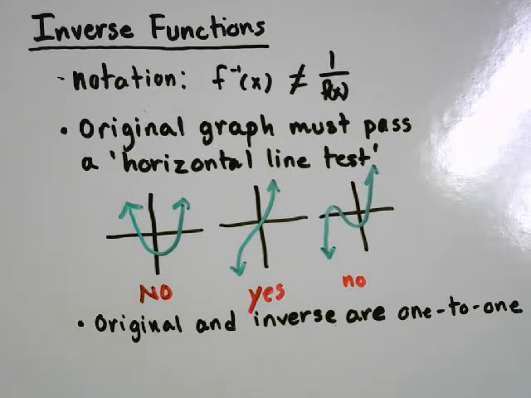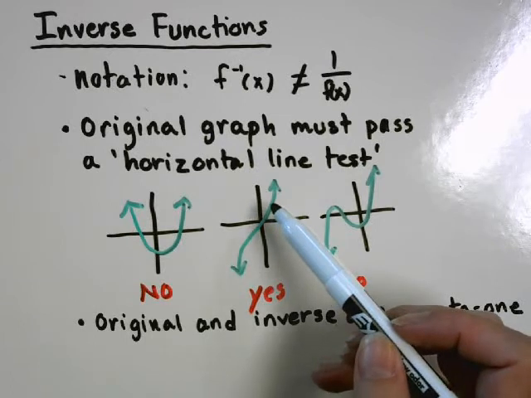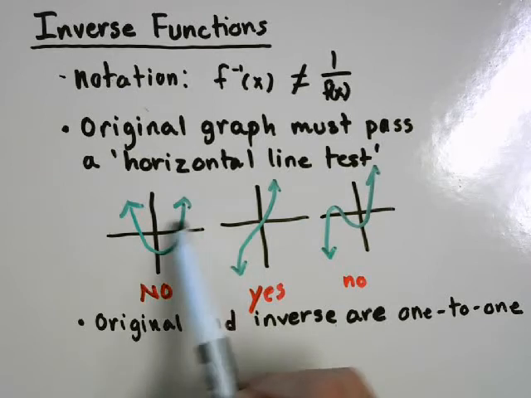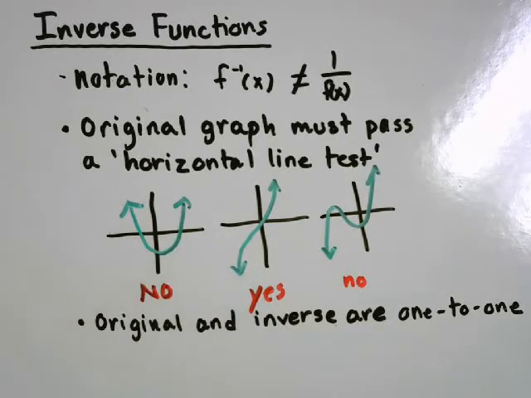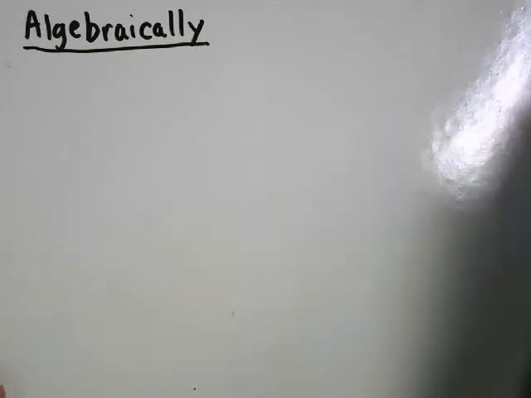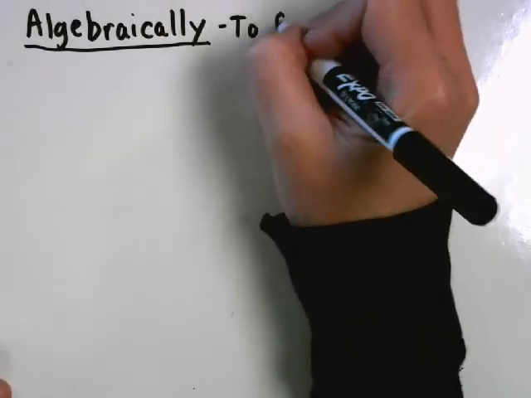So this is if the inverse is a function. Another name for that is one-to-one. So if a function passes a horizontal line test, the original and the inverse are what's called one-to-one. That for any x value, there is one and exactly one y value. Versus here, there are values that share different y values. Now we're going to look at inverses algebraically. So we're going to find the inverse function.